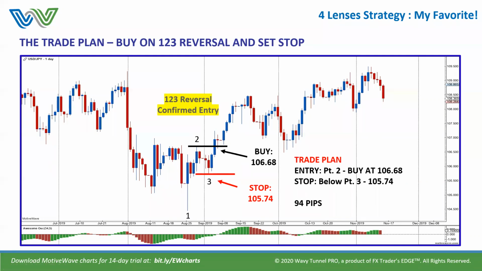The trade plan. Buy on the 1, 2, 3 reversal and set a stop. So this was the 106.68. We set the stop at 105.74. So our trade plan so far is to buy at point 2, 106.68, leaving a stop below point 3 at 105.74, which is 94 pips.